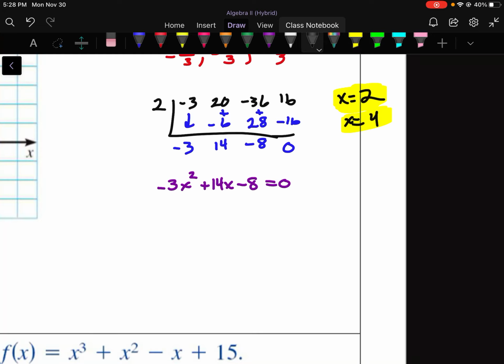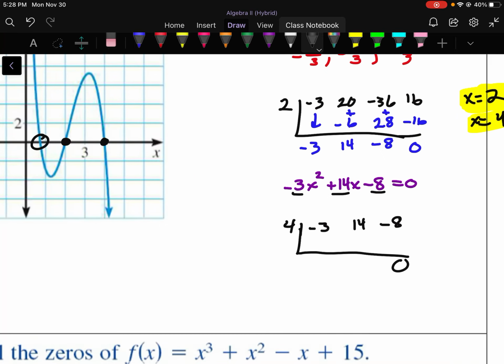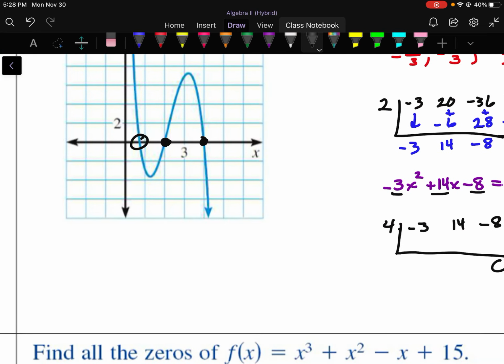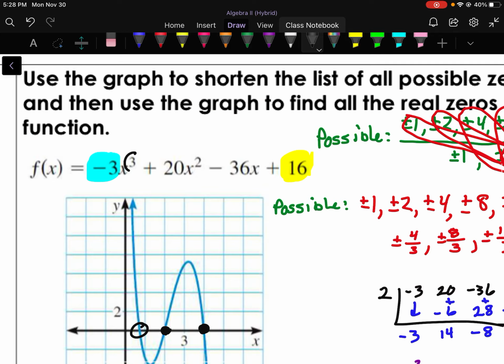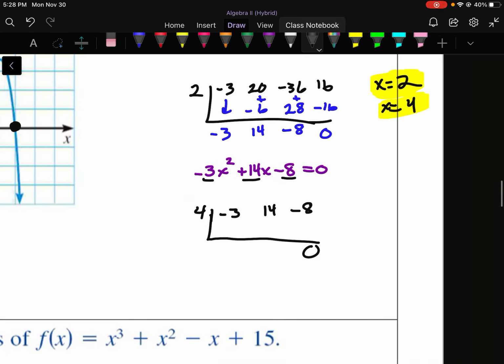And here's what I can do. I can set up another synthetic division problem made up of these coefficients now. Okay, and this time I'm going to use 4 because I know 4 is an answer. I haven't used it yet. And again, that means I should get 0 here. So this only works because I looked at my graph and I knew 2 of my 3 possible answers. So let's go ahead and do synthetic division, see if this works.